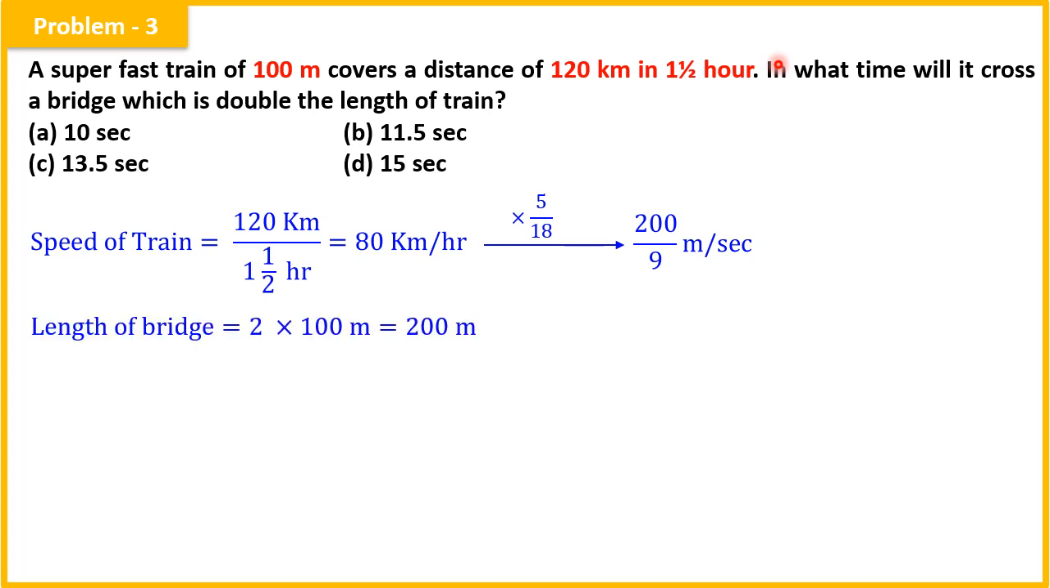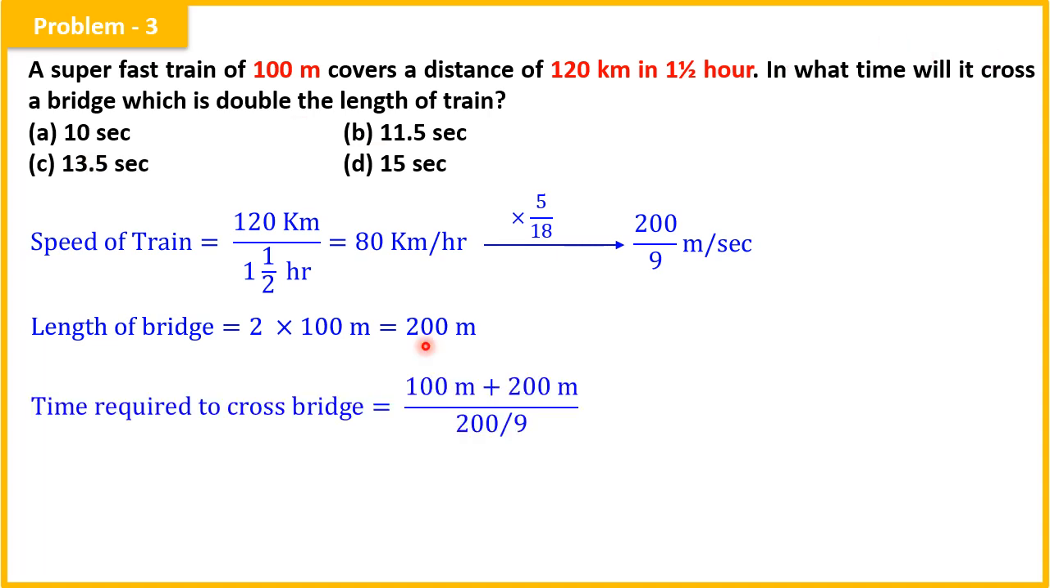What is the length of the bridge? Obviously, it is double the length of the train. So I will take it as 2 multiplied by 100, that is 200 meters. Now we need to determine the time taken to cross this bridge. So the time required to cross the bridge will be the length of the train plus the length of the bridge divided by the speed of the train. That comes out to be 13.5 seconds. Option C is the right answer.